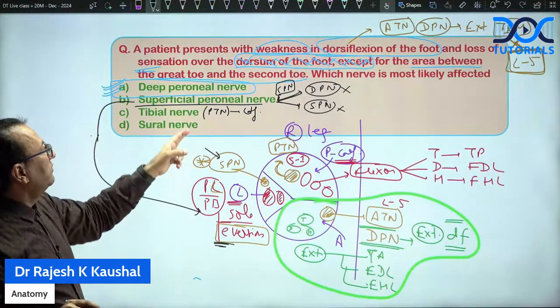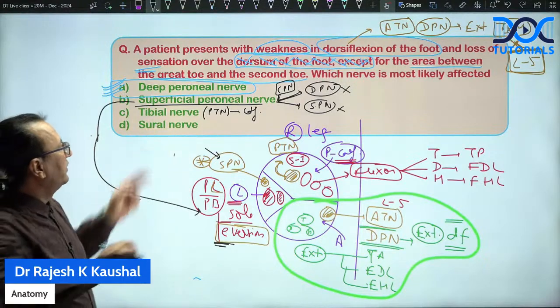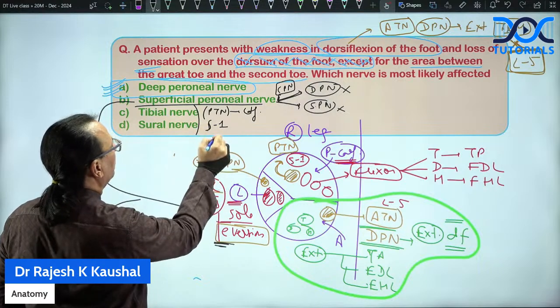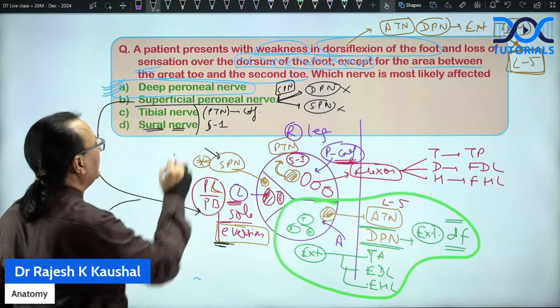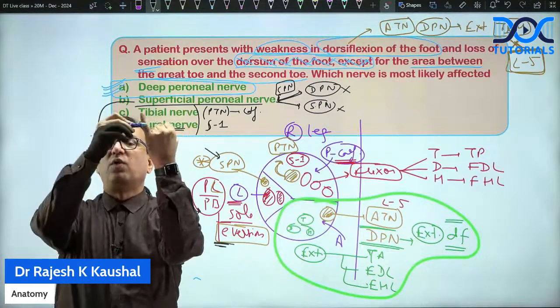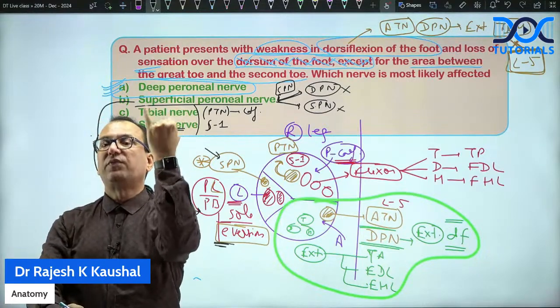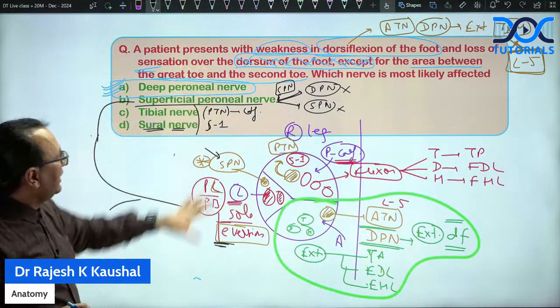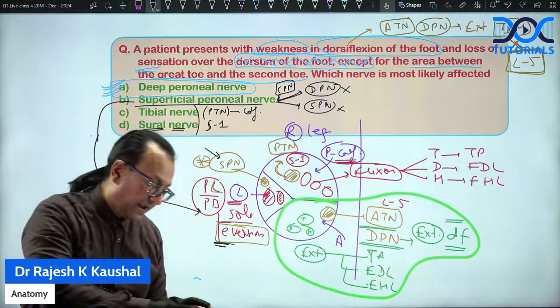And what about sural nerve? Sural nerve is a branch of tibial nerve. Root value will be the same, S1 only. Both of them have S1 root value. So what is sural nerve supplying? Dorsum of little toe, lateral margin of the foot. Anyway, keep your answer as choice A, and then you can look at some details here.